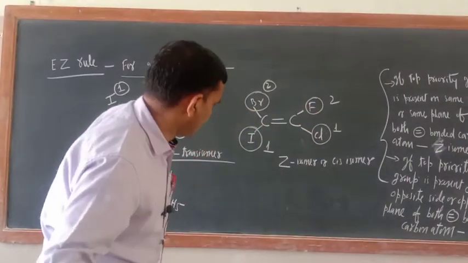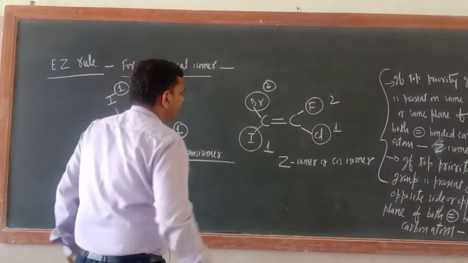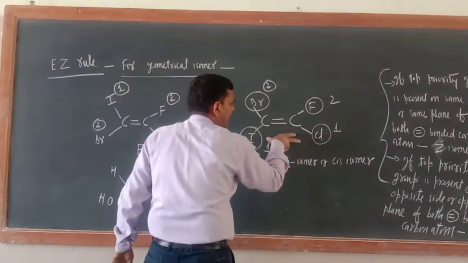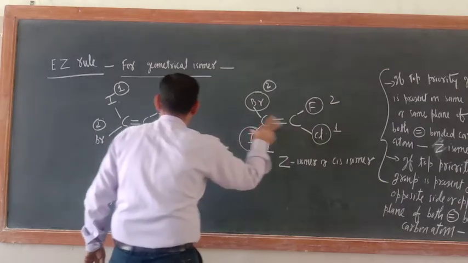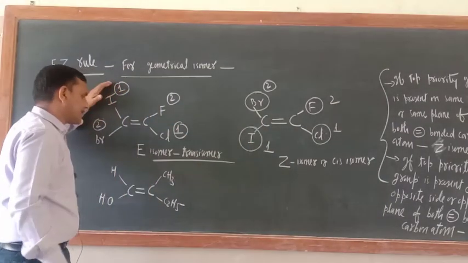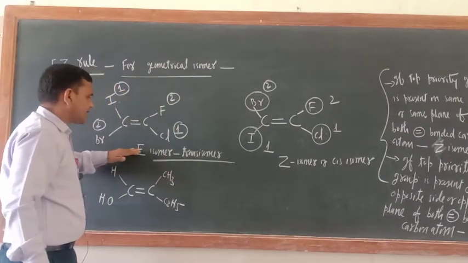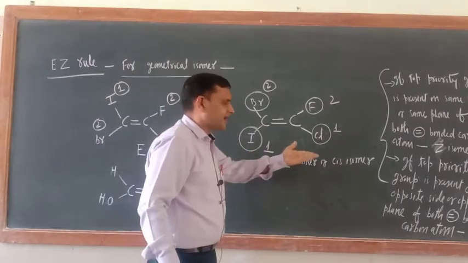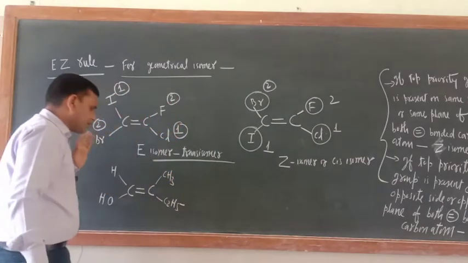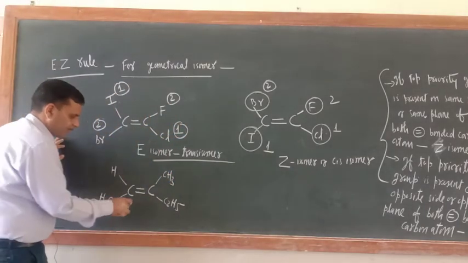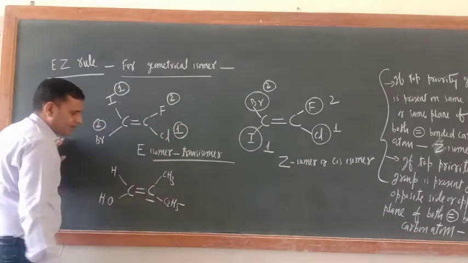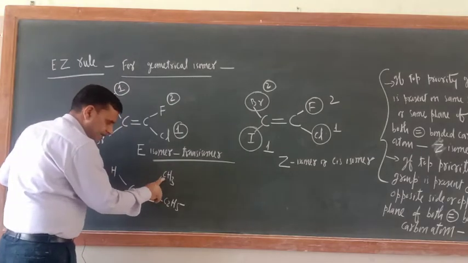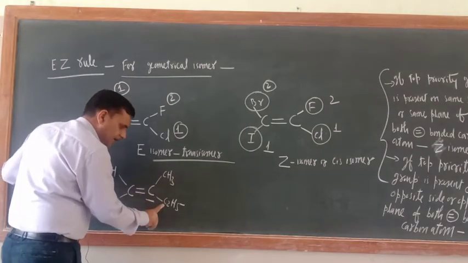Okay, now just see, here the top priority groups are present on the same plane. Here the top priority groups are present in the opposite plane. So this is the E isomer or trans isomer, this is the Z or cis isomer. Let us do this example also. Just see, first select this carbon atom. Here what is there? C is there, and here also C is there.